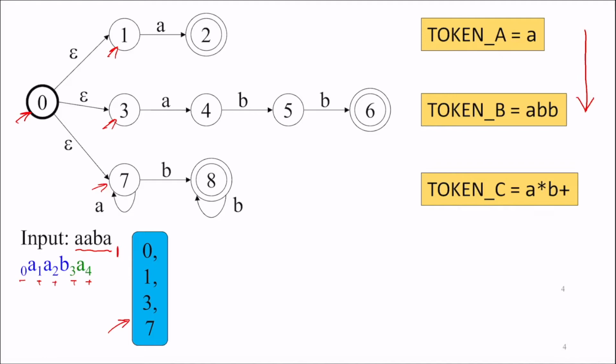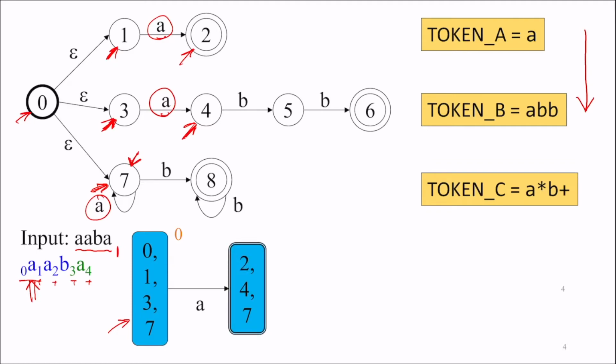And then the first input symbol here is an A, right? So we are starting from position 0 on input A. Where can I reach? Well, if I'm at this position, I know that I can take a transition on A to reach 2. If I'm at 3, I can take this transition to reach 4. And if I'm at 7, I can take this transition A and I'm back at 7. So I can reach 2, 4, and 7.